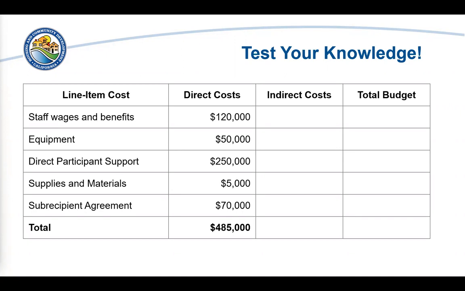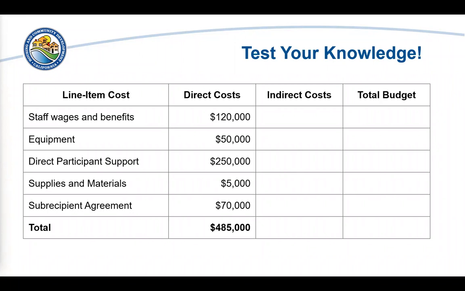$250,000 in direct participant support costs. So these are actual cash value awards that would be awarded to ESGCV beneficiaries. So these are the folks that have been impacted by the COVID disaster, or I should say pandemic. You have a $5,000 line item budget for supplies and materials. And then finally, you have a $70,000 subrecipient agreement. So you as an ESGCV grantee have a subrecipient agreement for $70,000. And this agreement is for that nonprofit agency, your subrecipient, to provide these services.